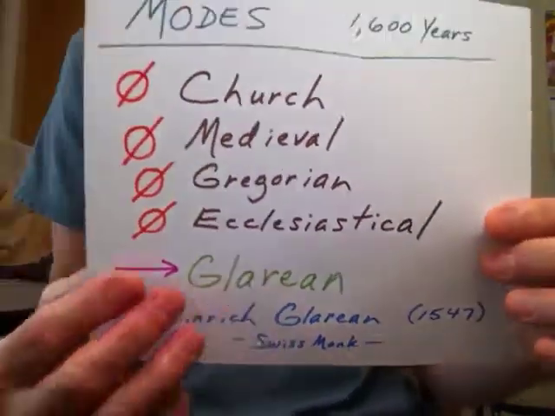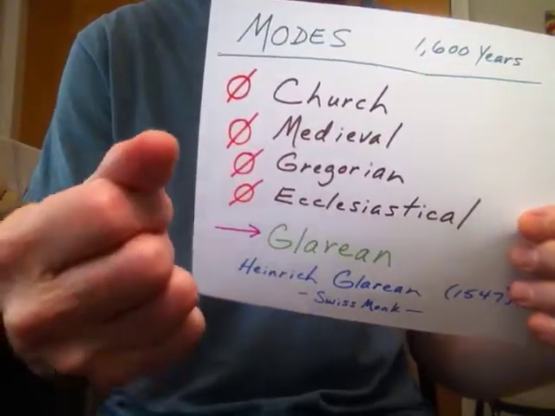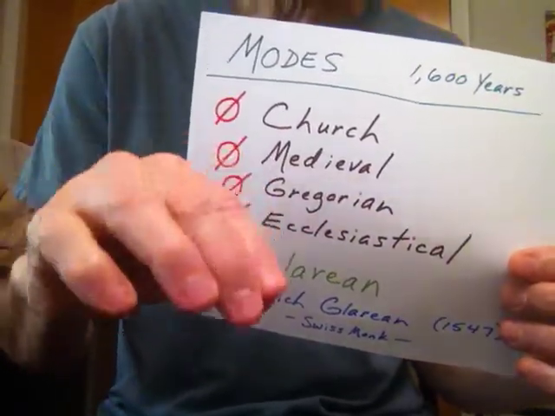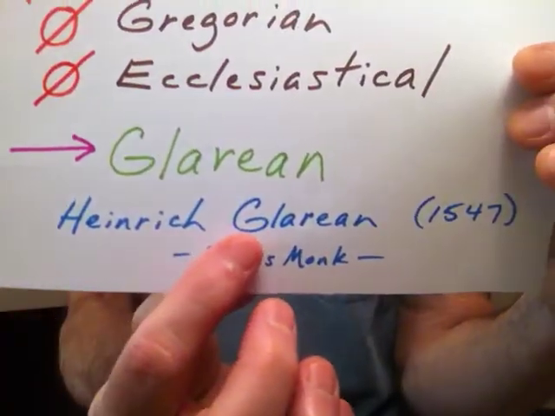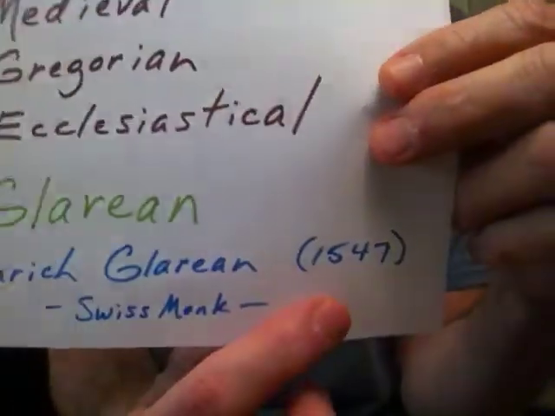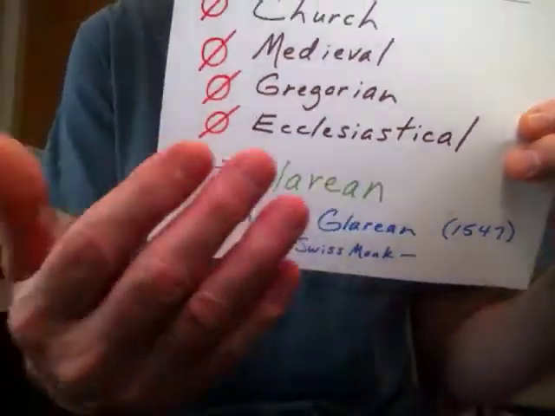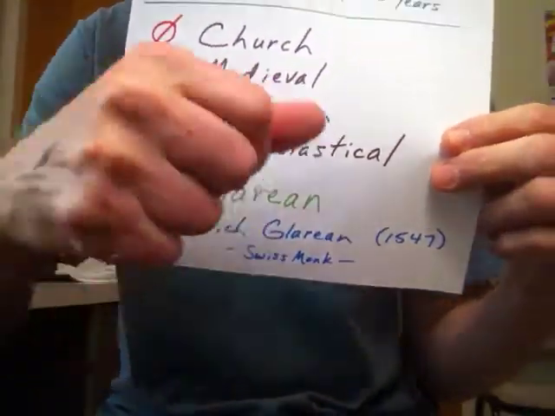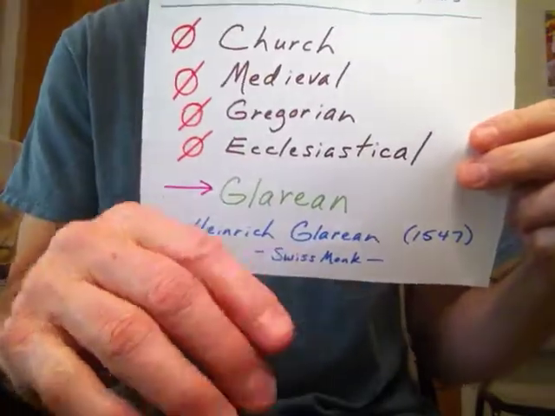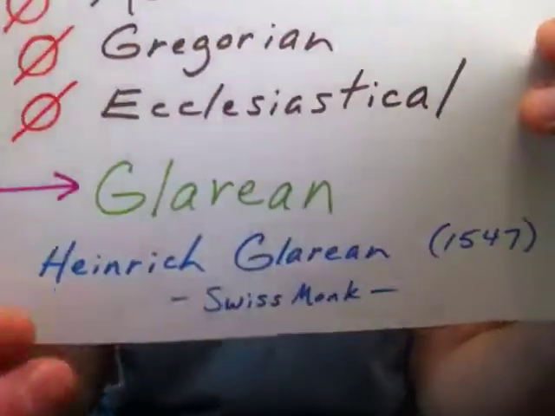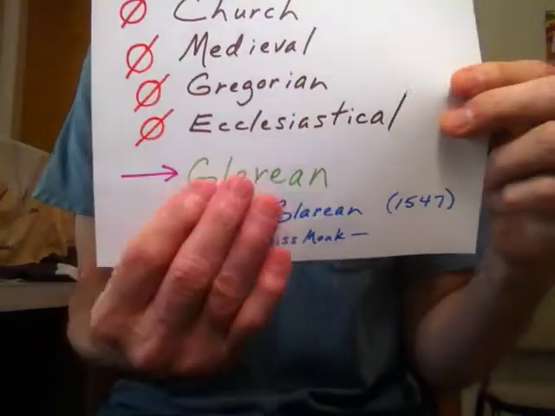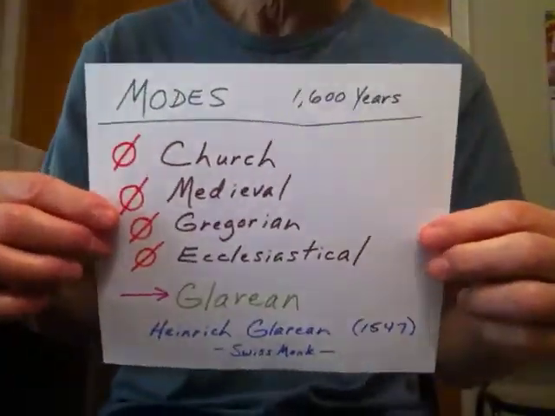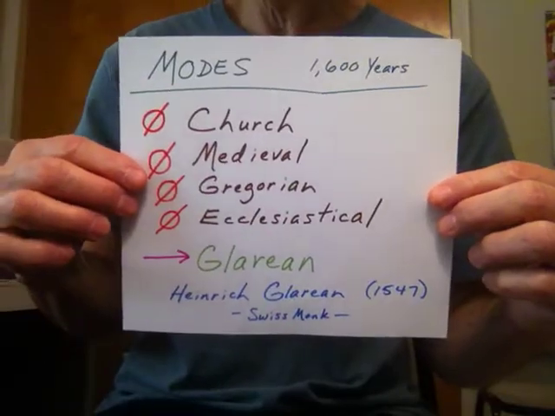I call the basic 7 modes built on or from the major scale Glarian modes because Heinrich Glarian, in 1547, organized everything. He put everything all together. He added some modes. He rearranged them. And he was a Swiss monk. All right, very intelligent. So he kind of cleaned stuff up. He did what I would have done. So he cleaned up stuff, and I call them the Glarian modes.